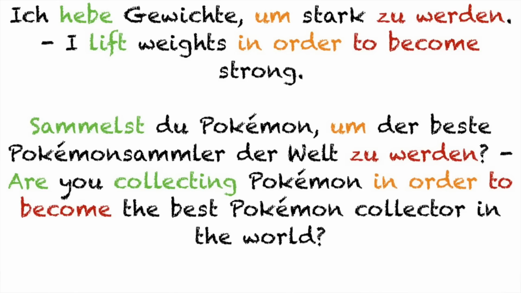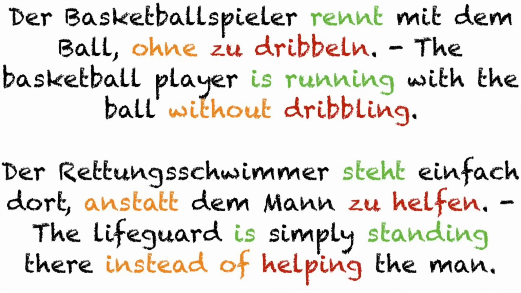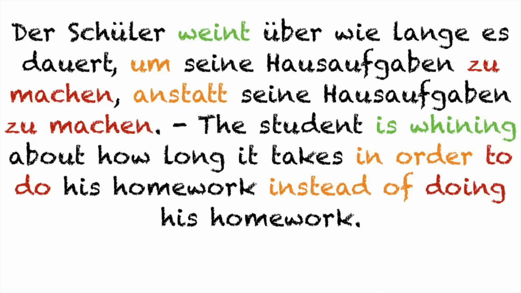Here are a few more examples using ohne and anstatt in this type of construction to make it a little bit more clear. Ich hebe Gewichte, stark zu werden. Sammelst du Pokémon, der beste Pokémon-Sammler der Welt zu werden? Das vergessliche Kind geht immer aus dem Haus, ohne seine Schultasche mitzunehmen. Der Basketballspieler rennt mit dem Ball, ohne zu dribbeln. Der Rettungsschwimmer steht einfach dort, anstatt dem Mann zu helfen. Der Schüler weint über wie lange es dauert, seine Hausaufgaben zu machen, anstatt seine Hausaufgaben zu machen.